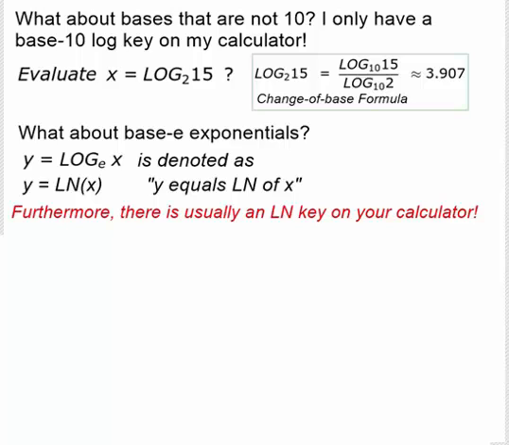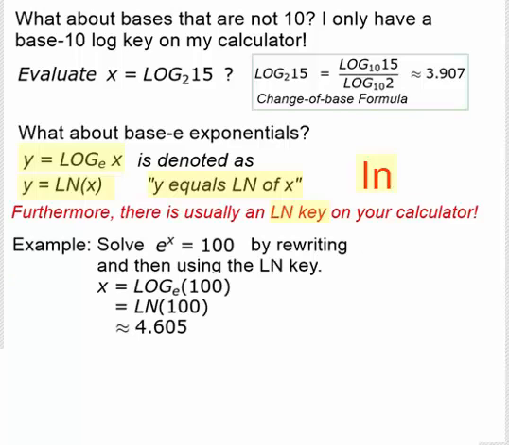And what about base e logs? If you have y equal base e log of x, we usually denote this as y equal ln of x, and ln stands for natural log. So we say y equals ln of x. Furthermore, there's usually an ln key on your calculator, just about always. If you have a log key, you have a key that's ln. Sometimes it looks like the word in, where what looks like in is actually ln in small case letters.